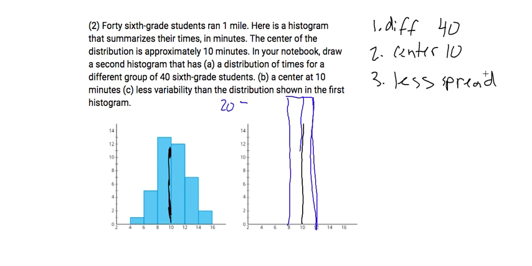They're definitely less spread out because they're all clumped together between 8 and 12 as opposed to going from 4 to 16. And then lastly, the center is still at 10 because if we see here, they're evenly split right around 10 minutes, 8 to 10 and 10 to 12. So our center is still 10. So this is just one option of a histogram that answers all these questions.